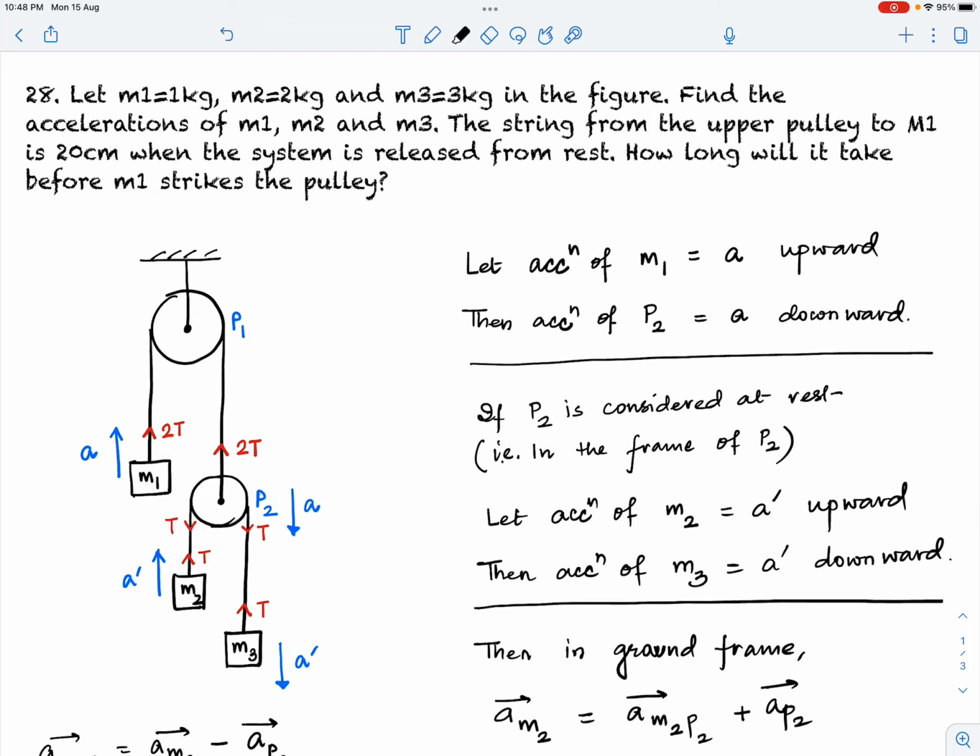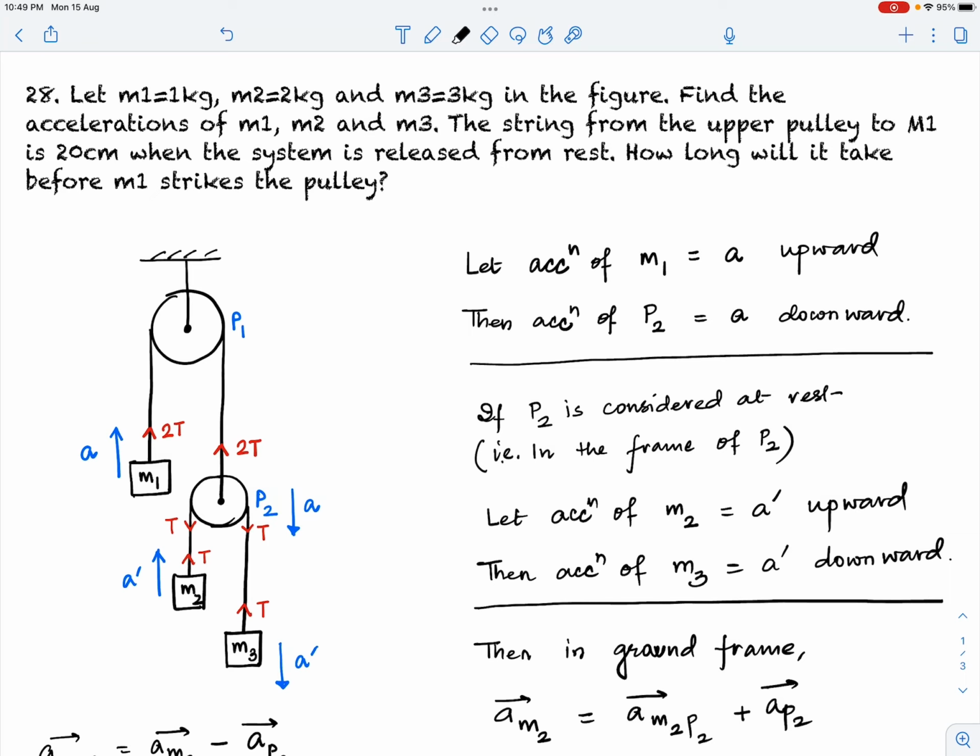Also they have told you that there is this mass m1 which is at a distance of 20 centimeters from the pulley p1 when it is released from rest. And how long will it take before m1 strikes the pulley? This time also we have to find out. So let us go ahead and see how we work upon this problem.